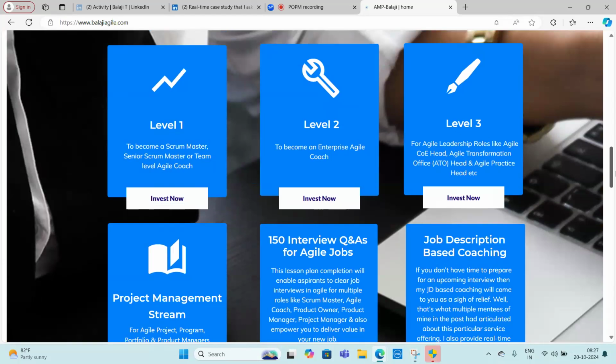Folks, understand one thing. I cannot take the lesson plan of a Scrum Master and then give that lesson plan to an Agile practice head, right? Because the OKRs, KRAs, and KPIs of an Agile practice head are distinctively different from the KRAs and KPIs of a Scrum Master. Because as an Agile practice head, you may need to focus on the revenue margin and all.